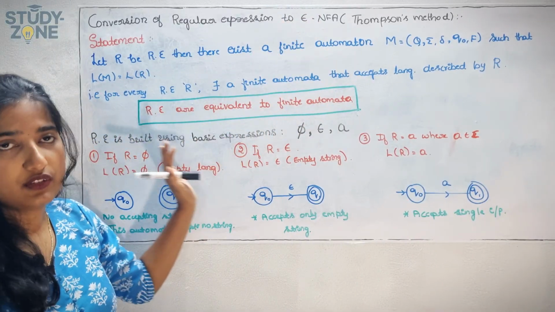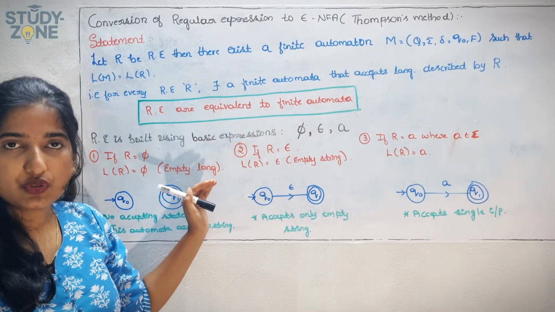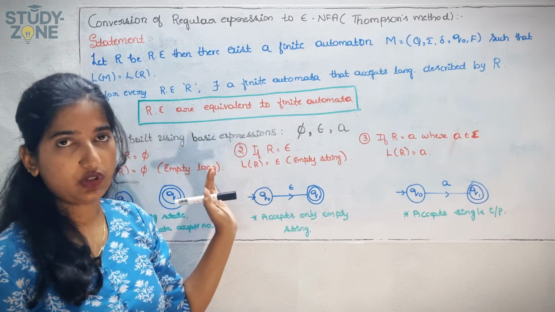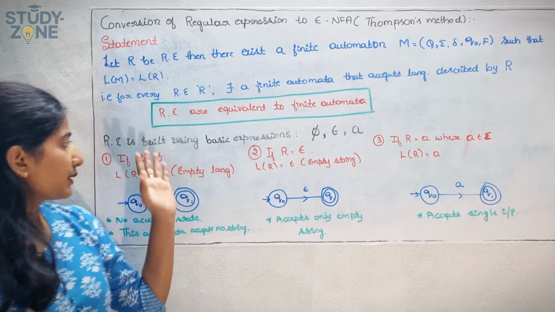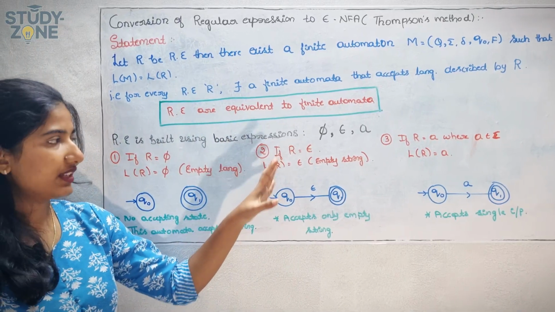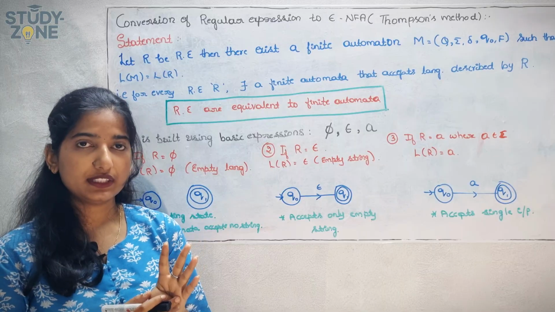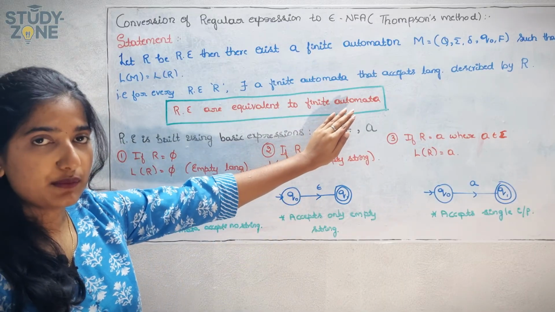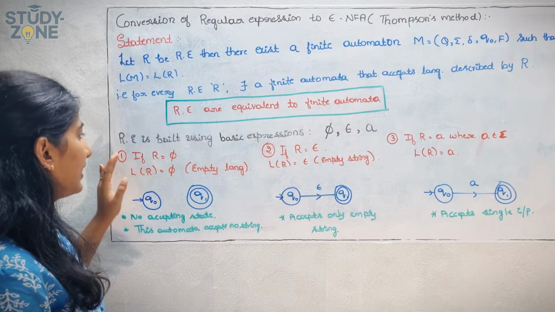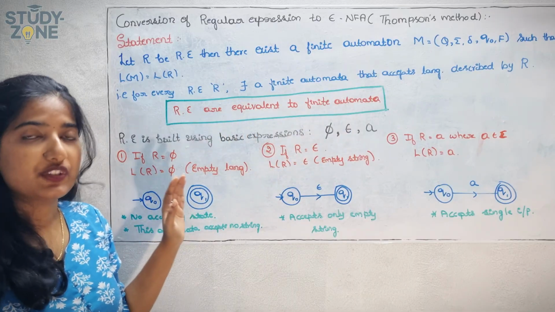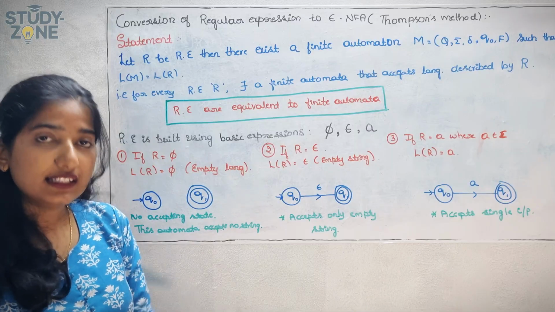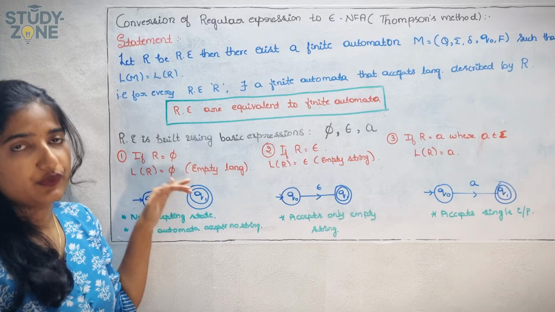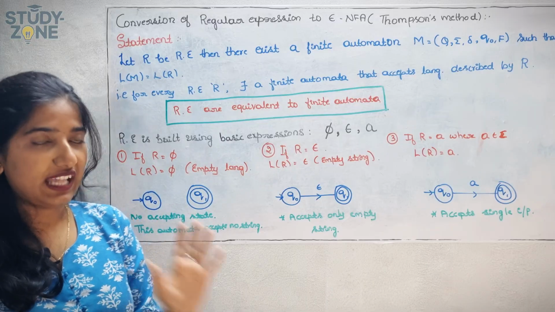Next, see what are the basic things we should know that are there in regular expression. A regular expression is built using basic expressions. The expressions are null symbol, epsilon and a. What does the null symbol say? Null symbol means empty language, right? If R equals null symbol, which means R is a null regular expression, then L of R is empty, which means our language will be the empty language.